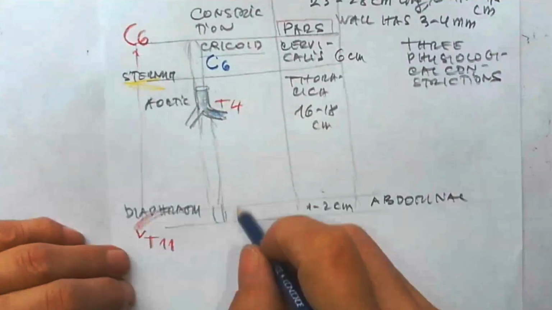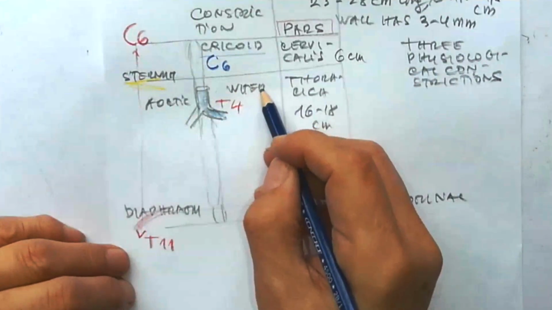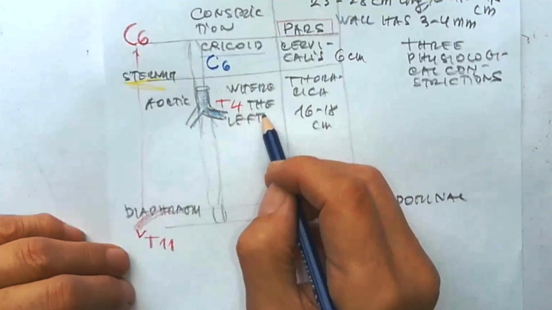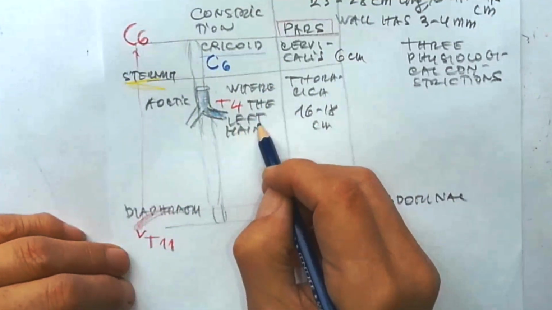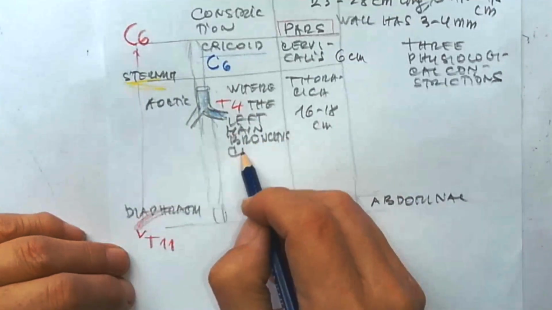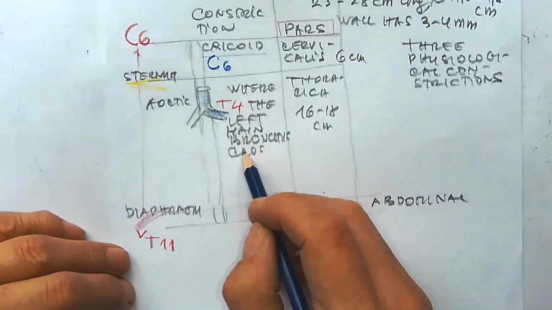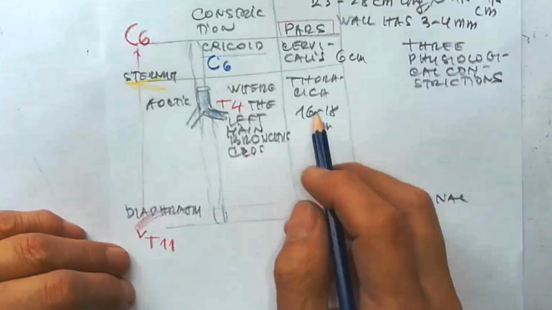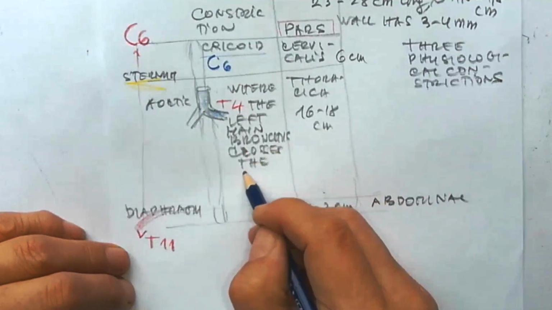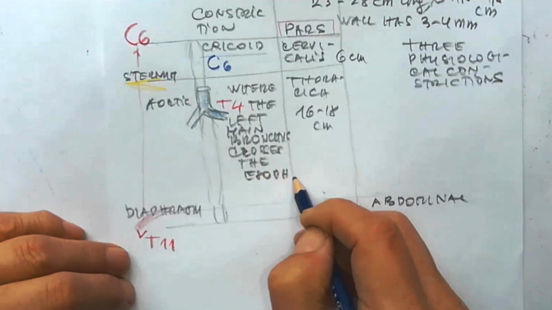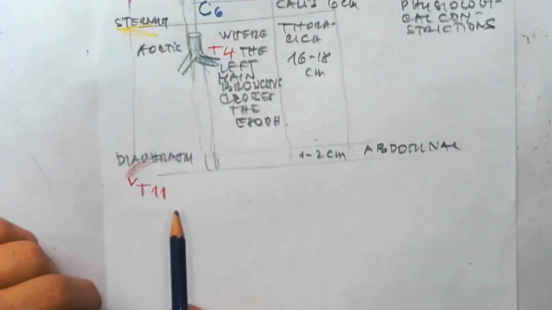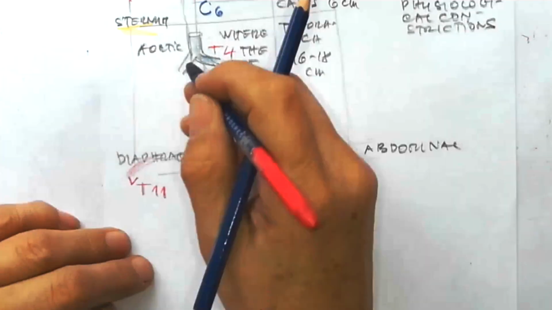Aortic, where the left main bronchus crosses, where the main bronchus on the left side crosses the esophagus. Good. So this is the second one.